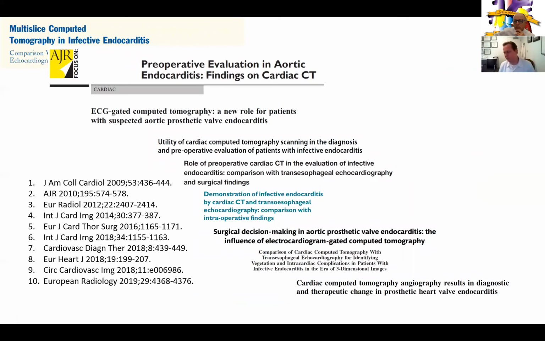So what I'm going to do next is summarize the test characteristics from numerous publications that have looked at the role of CTA in imaging infective endocarditis.